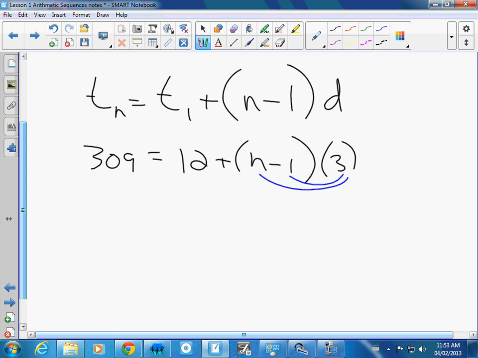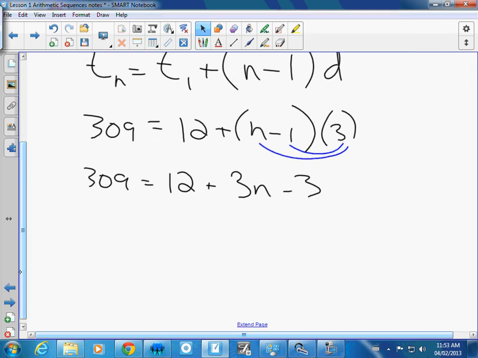Do you remember this now? It looks backwards to the way you might have done it. You might have had a number in front with a binomial or a trinomial in the middle, and then you distribute that number. You have to do the same thing here. So 309 equals 12 plus, what's 3 times n? 3n. What is 3 times negative 1? Distributive property means multiplication. Now what do you do? 309 equals, what's 12 minus 3?